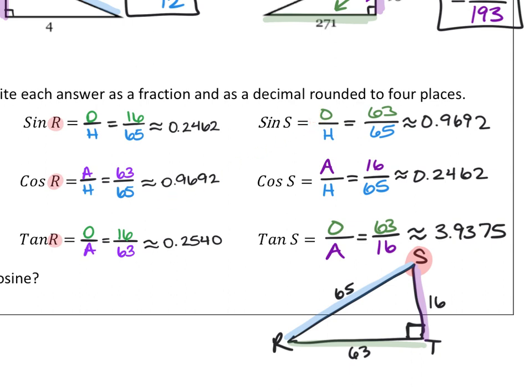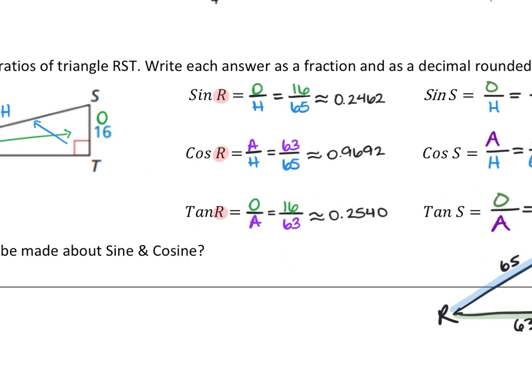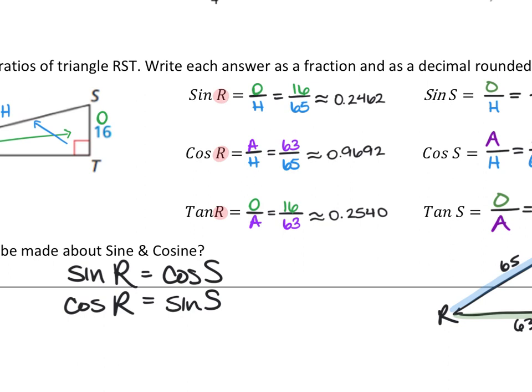So because we've changed our reference angle when we do both of these, what that means for us is that, and we're going to write this down, sine of R is going to be equal to cosine of S, and cosine of R is going to be equal to sine of S. This is because these are complementary angles. These are cofunctions, which is a word I teach my dual credit classes. Because these angles are complementary, we have a 90-degree difference in sine and cosine, which makes them equal to each other.